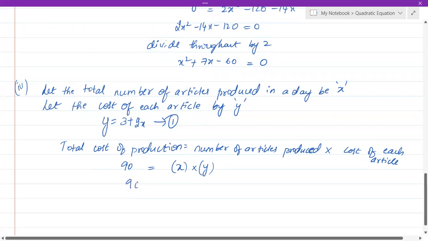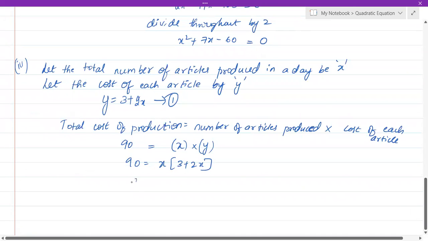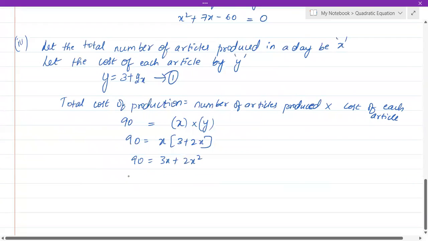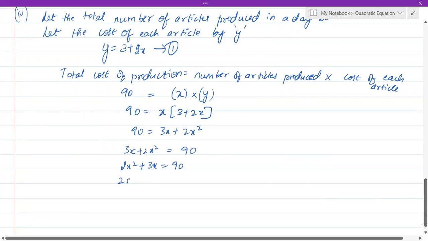Okay. So 90 as it is, X as it is, instead of Y, we can write it from equation 1, 3 plus 2x, isn't it? Therefore, 90 is equal to X into 3 is 3x, X into 2x is 2x squared. Now rearranging it, I can write it as 3x plus 2x squared equal to 90, or 2x squared plus 3x equal to 90. Now get 90 to the LHS, so we get 2x squared plus 3x minus 90 equal to 0. So this is the required quadratic equation.